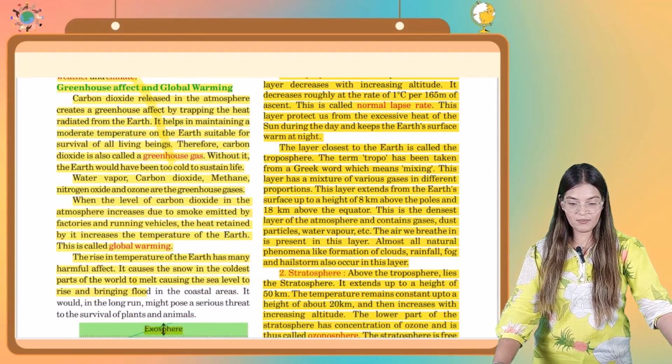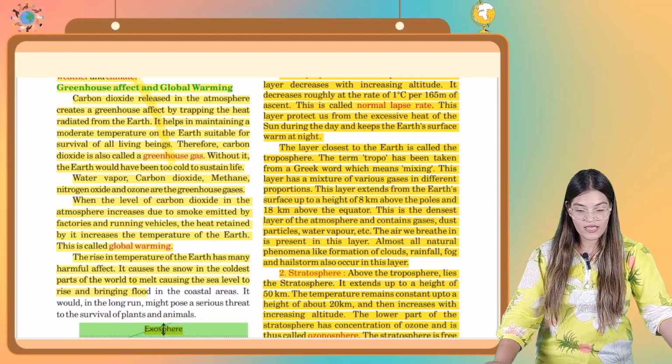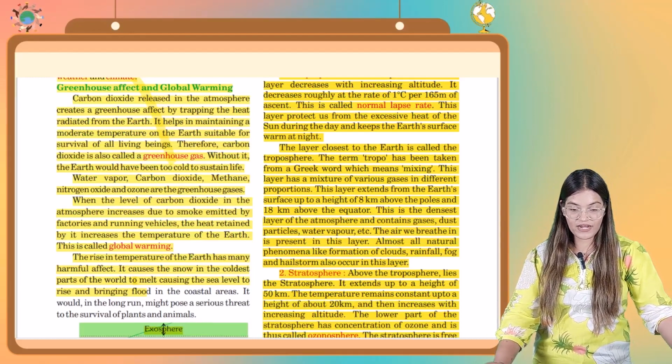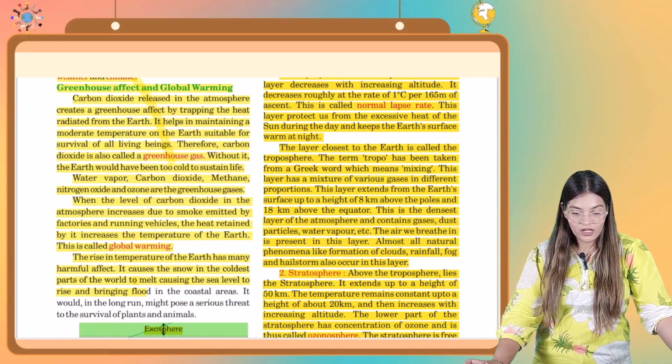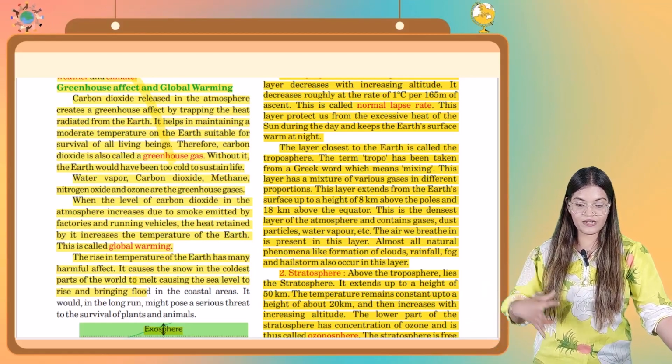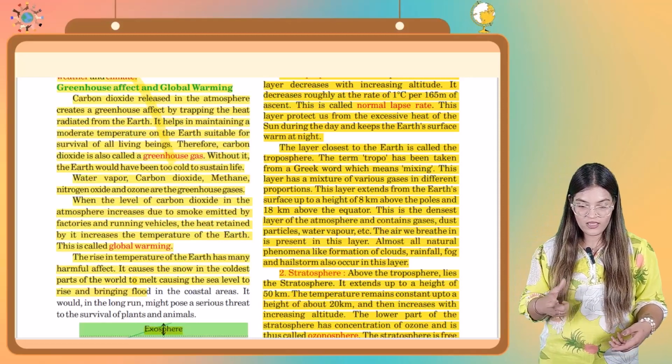When the level of carbon dioxide in the atmosphere increases due to smoke emitted by factories and running vehicles, the heat retained by it increases the temperature of the earth. This is called global warming. कि ज्यादा हीट पड़ रही है, उसकी वजह से हमारा जो टेम्परेचर है बहुत ज्यादा इंक्रीज कर रहा है. That is called the global warming.